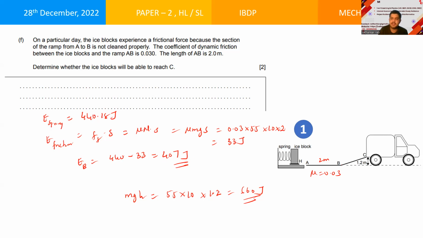So there's a deficit of energy. Unless you fulfill this much amount of energy, the object will not move from B to C. Hence the object, the ice block, will not reach C. Right? Okay, let us move on to the next one.